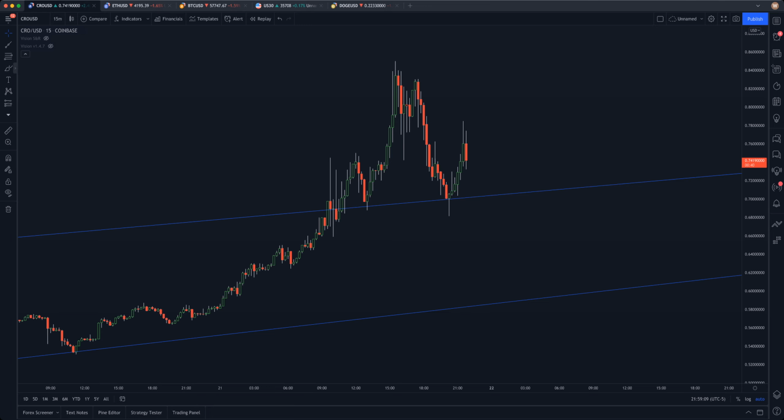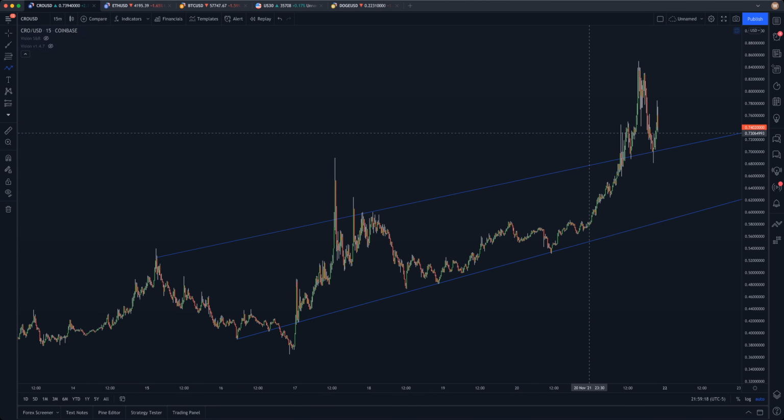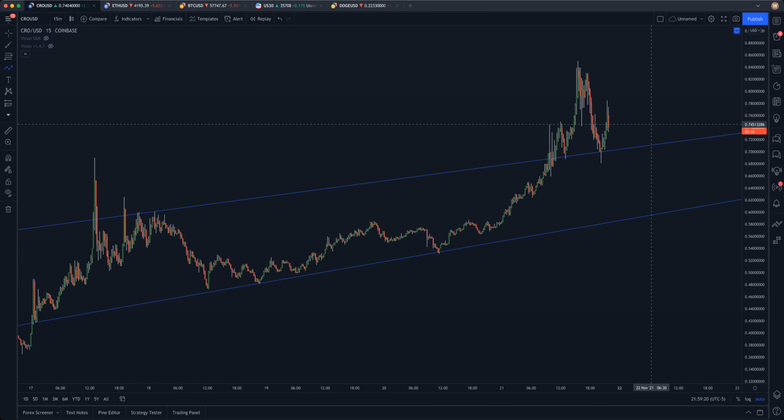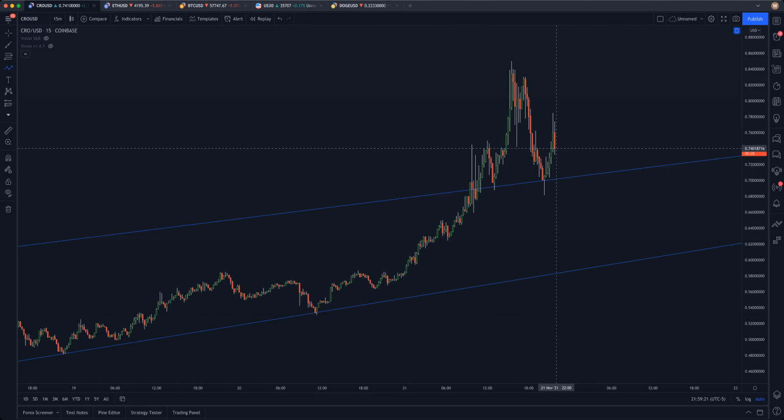It's either gonna do this here. Probably, since it's already tested it, it probably won't test it again if it wants to break through here. So it's either gonna just straight break, come up, test the bottom, and move lower, or it might come back down here and then bounce up. There's a few different paths that it probably could take, but that's a pretty good sized red candle there.